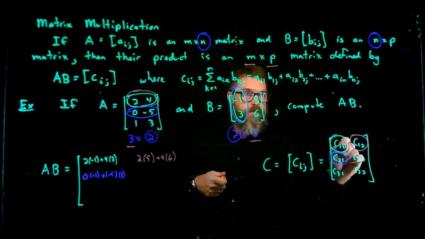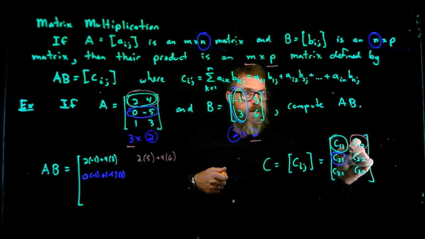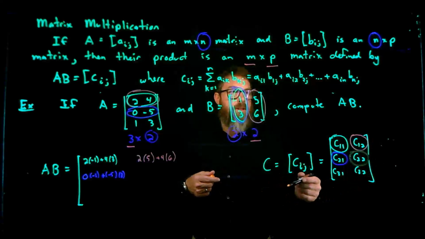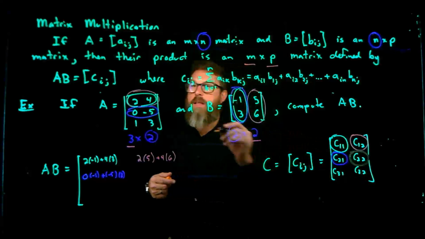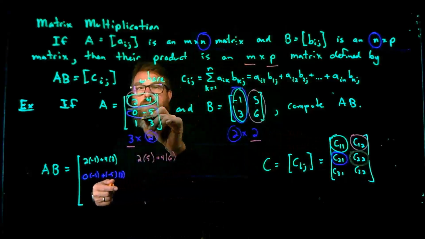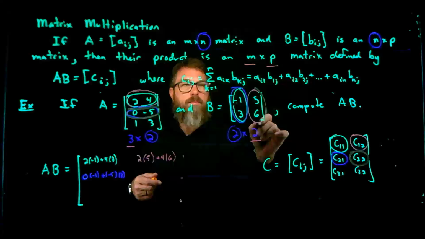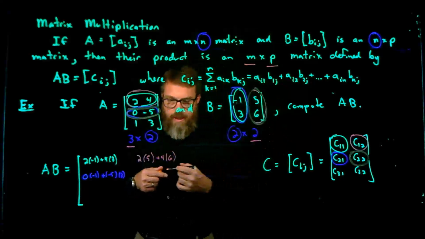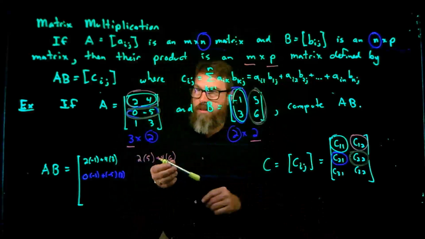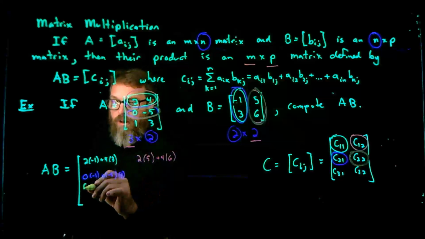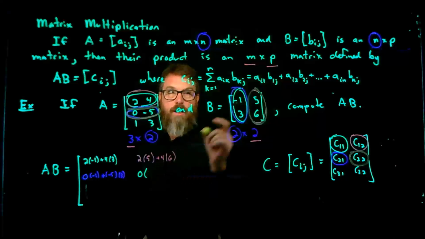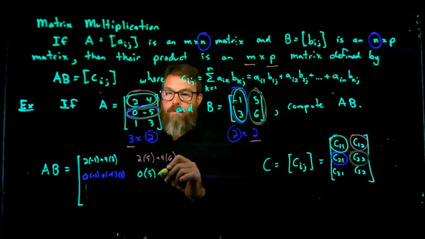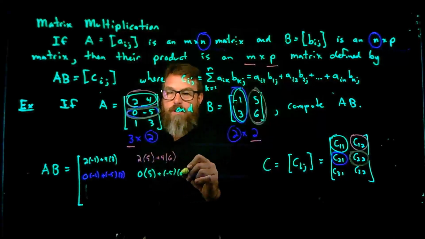This one. That's not a great marker, but it is what it is. So what we have is the second row, second column. And I am going to write that in yellow because that is ugly. So this is going to be second row, second column: 0 times 5 plus minus 5 times 6.